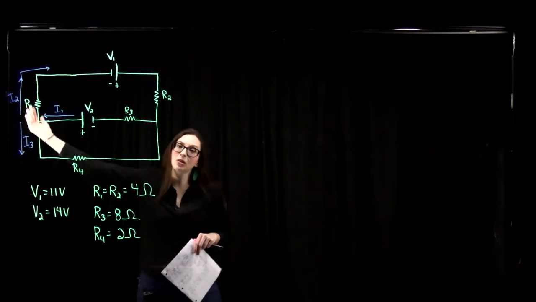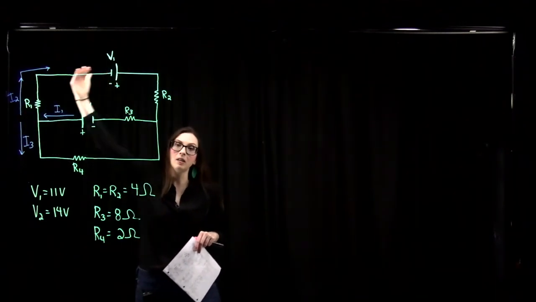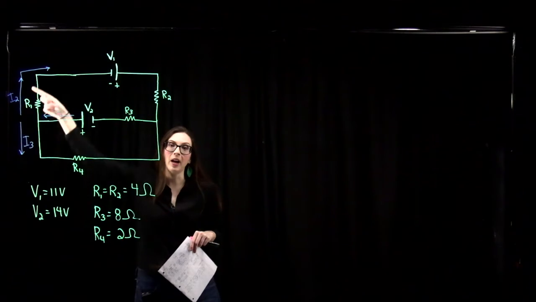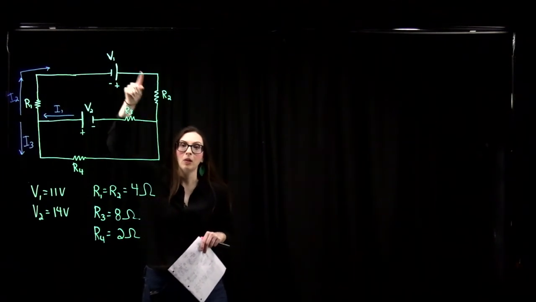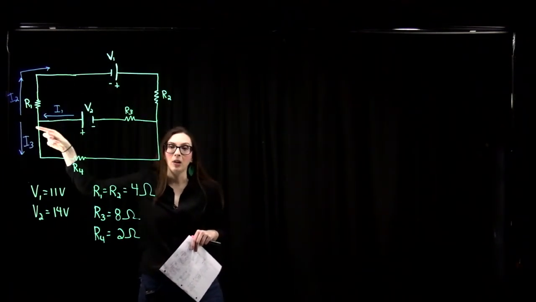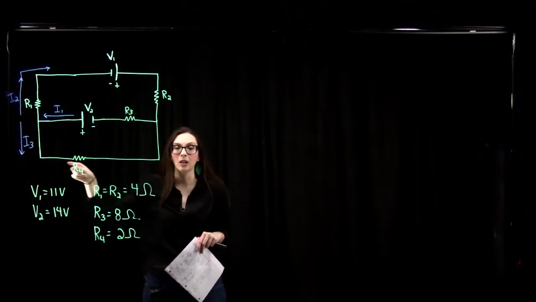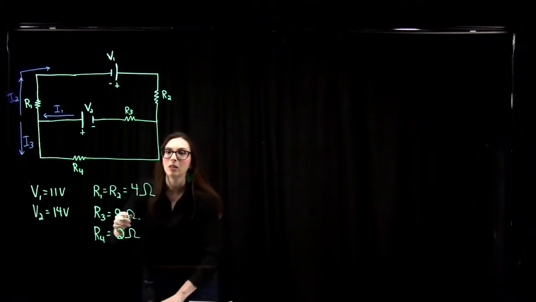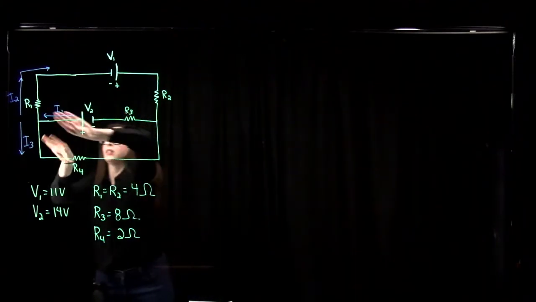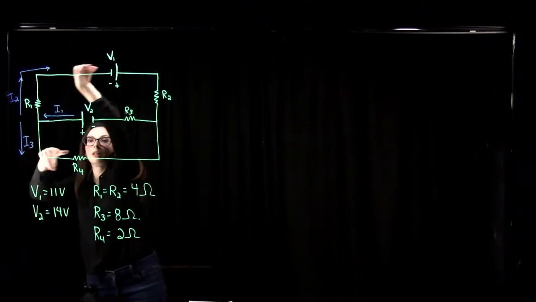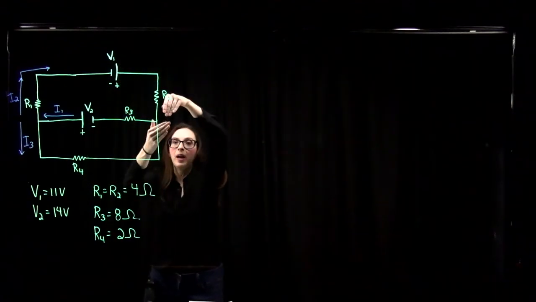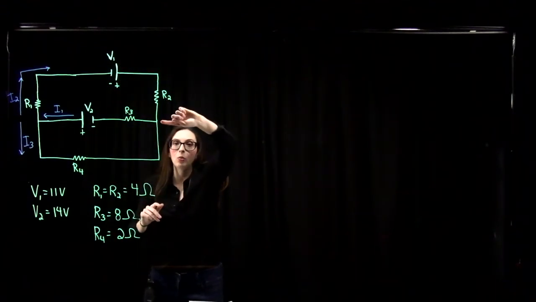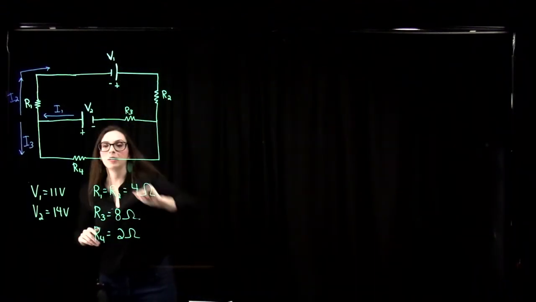It splits to go through this loop here. I'm going to call this current I2, the current that's coming up around this branch. I'm going to call the current I3 the current that's coming around this branch. So I1 is this way, the current diverges, it comes around, and then it has to combine back again here at junction 1 in order to go back through this way.